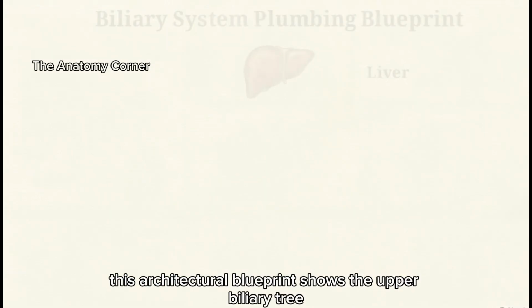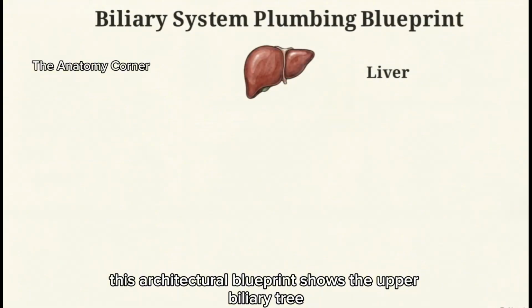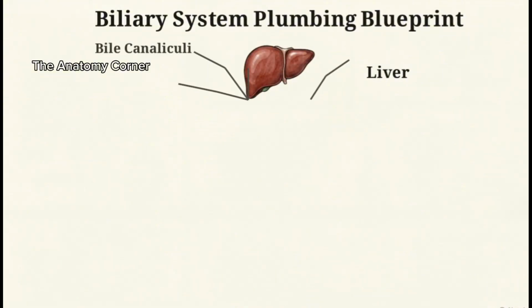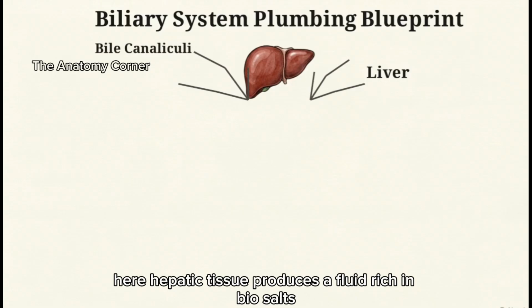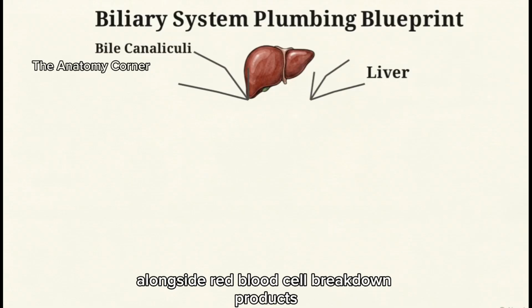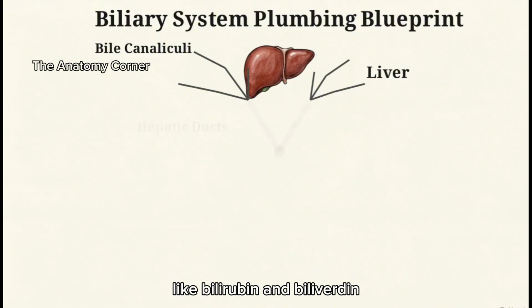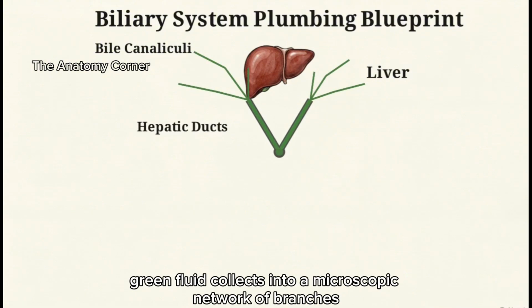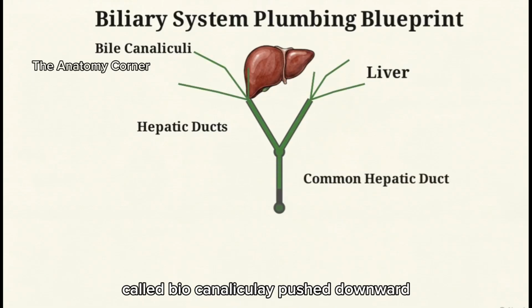This architectural blueprint shows the upper biliary tree, beginning with the synthesis of bile inside the liver. Here, hepatic tissue produces a fluid rich in bile salts, alongside red blood cell breakdown products like bilirubin and biliverdin. As it's synthesized, the glowing green fluid collects into a microscopic network of branches called bile canaliculi.